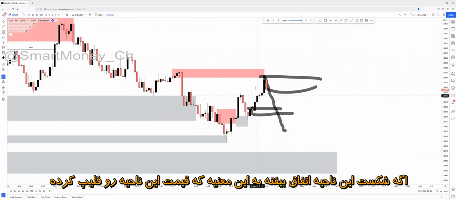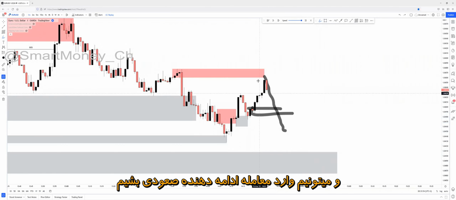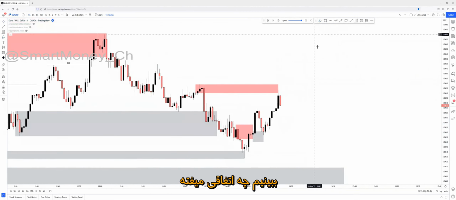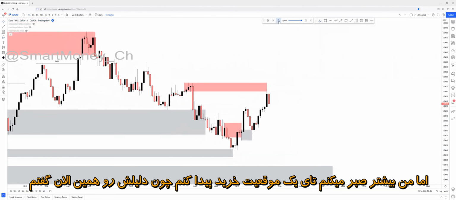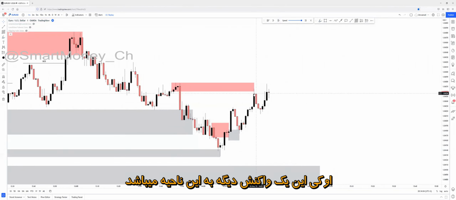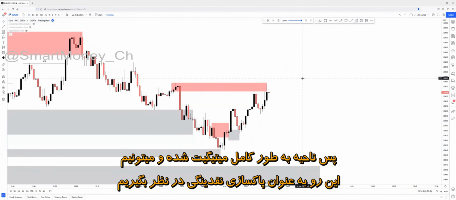If the break of this zone happens, so if price flips this zone to the upside, then we'll be able to take a long continuation. Let's see what will happen. But I will rather wait with longs because, yeah, I just explained why. Okay, there was a reaction, another reaction. Price has just mitigated more than 50%.